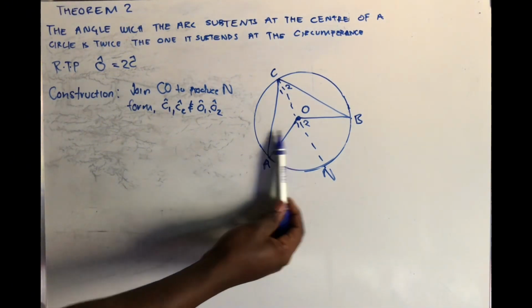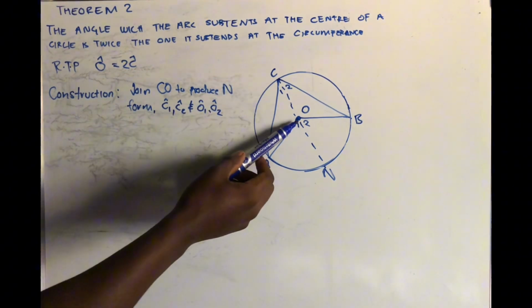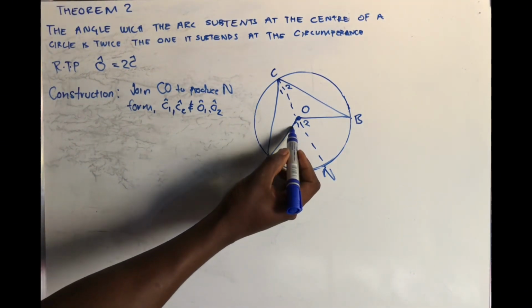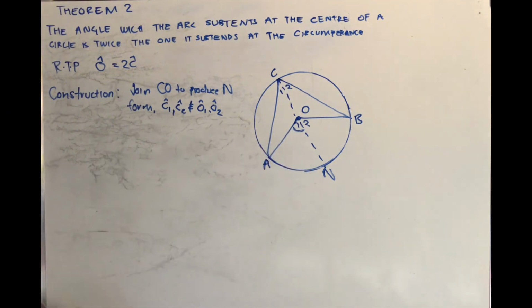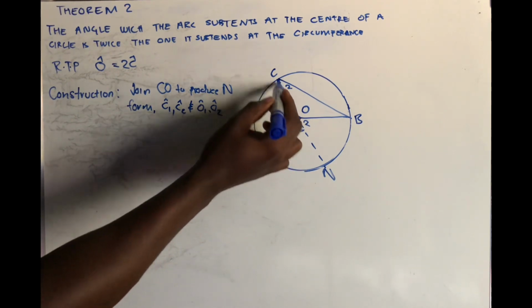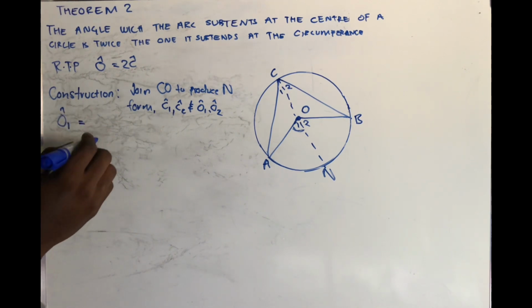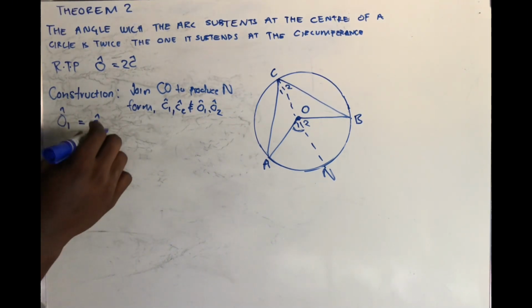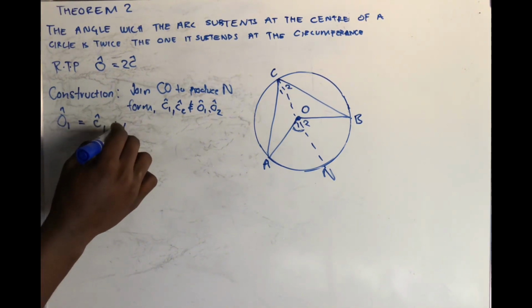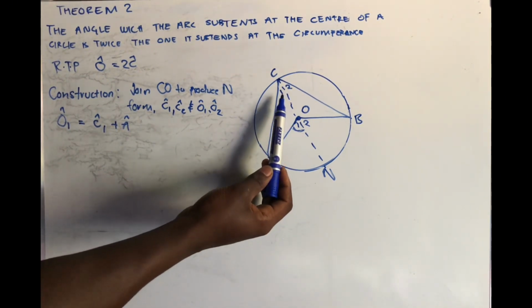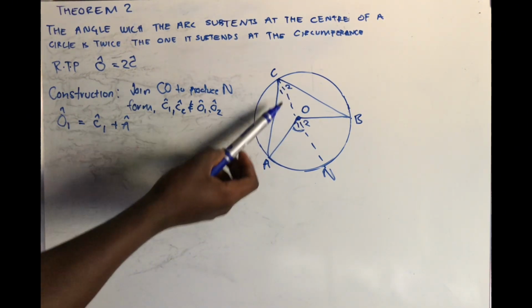Let's look at triangle COA. In triangle COA, we can see that angle O1 is an exterior angle of this triangle. That means angle O1 is equal to the sum of the interior opposite angles, C1 plus angle A. So the exterior angle is equal to the sum of the interior opposite angles.